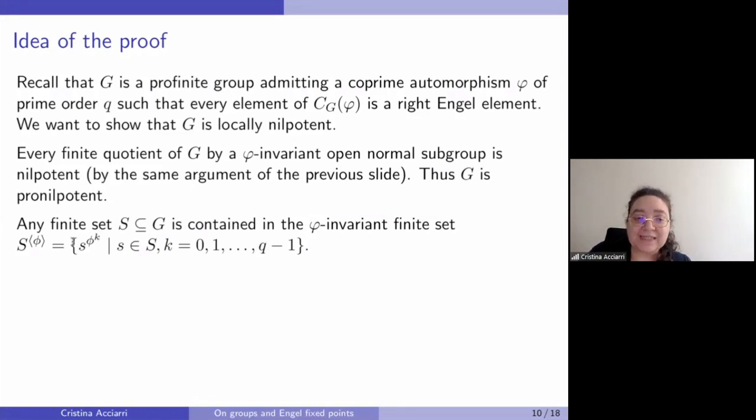What I want to mention also is another reduction that we can consider. We want local nilpotency, so we need to take a finite set of elements and see that the subgroup generated must be nilpotent. But if you take any finite set S of G, this will be contained in what we can call a phi-invariant finite set. Remember that this phi is in a different notation, I forgot to change it to varphi, but it's the same phi, of course. And remember that phi has order q, so you can consider this finite set that is now phi-invariant.